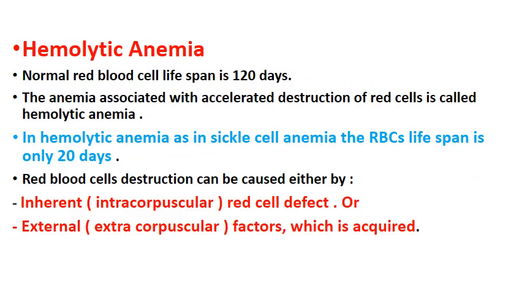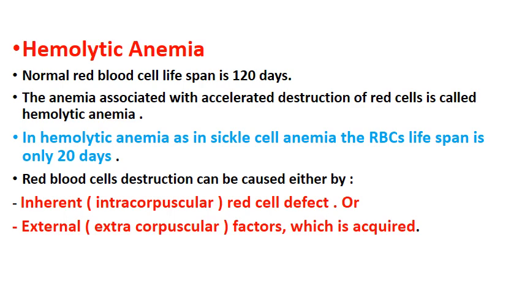Now we are coming to hemolytic anemia, the breakdown of red blood cells. Normally, red blood cell lifespan is 120 days. The anemia associated with accelerated destruction of RBCs is called hemolytic anemia. There are many causes that lead to hemolytic anemia. As we said, there are congenital or inherited hereditary types, and the other is acquired. In sickle cell anemia, the RBC life is only 20 days instead of 120.